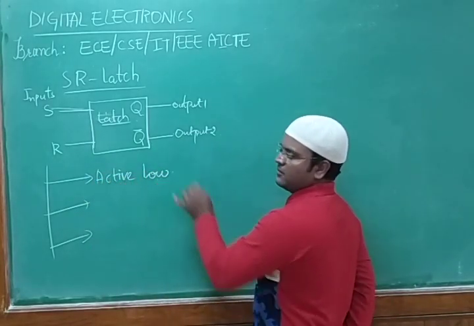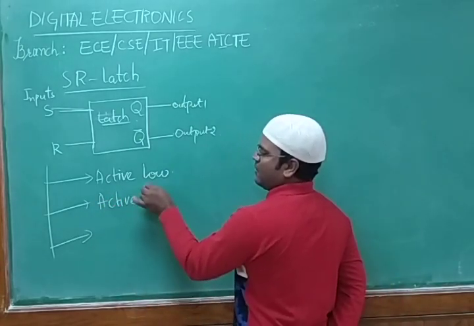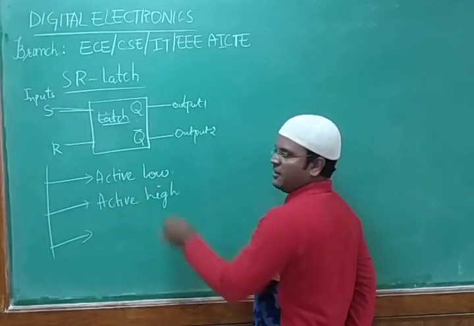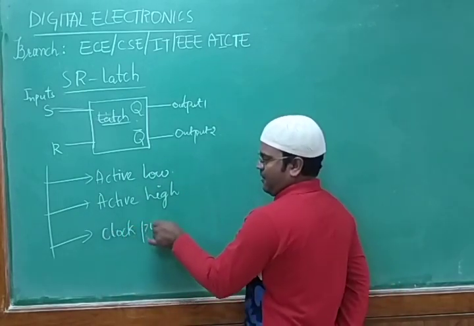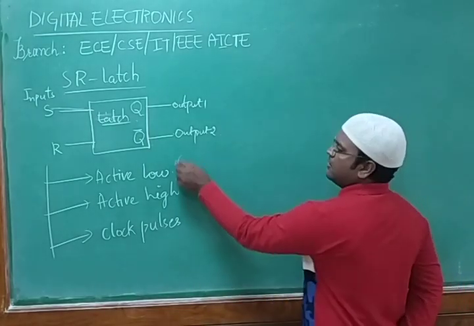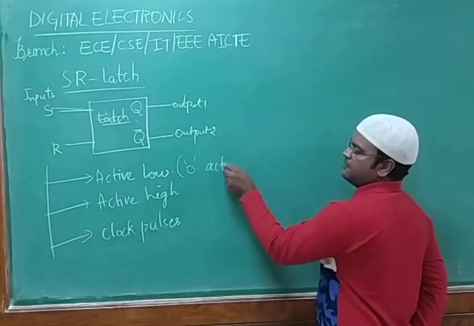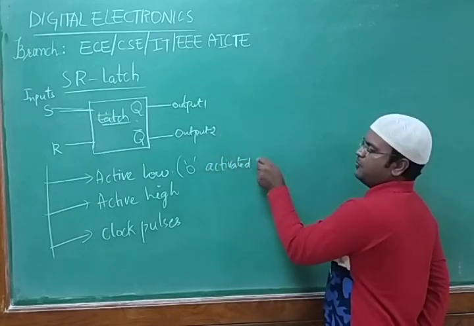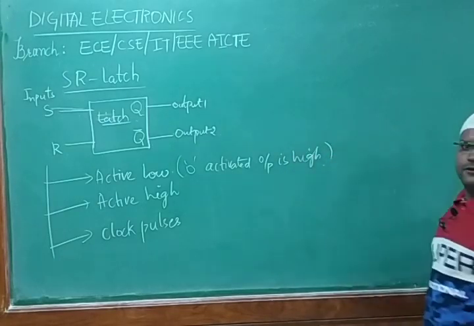Active low. Then we can design by using active high concepts and by giving the clock pulses. By giving clock pulses we can design. What is the meaning of active low? It means when 0 is given, it is going to be activated. Output is high when you give 0 bit.